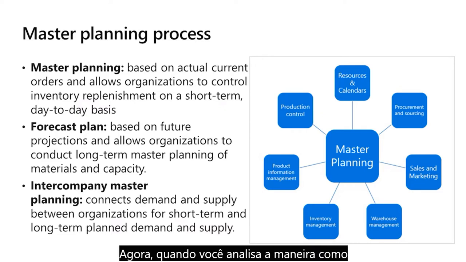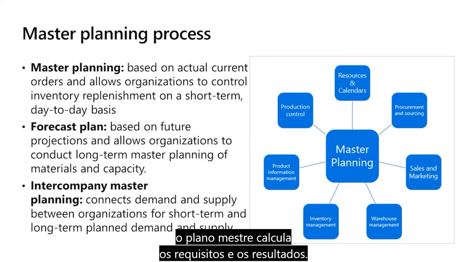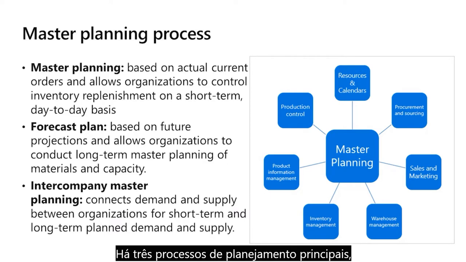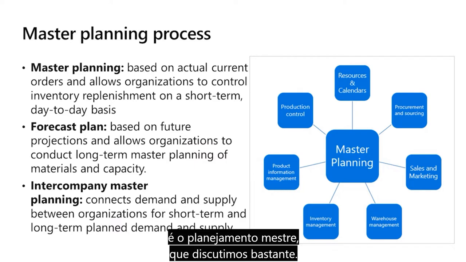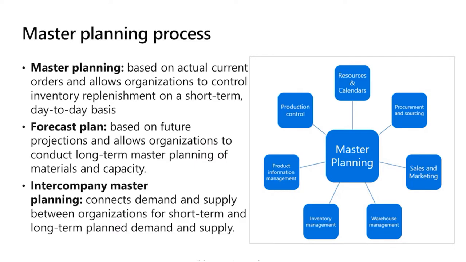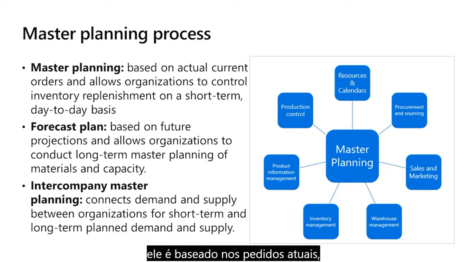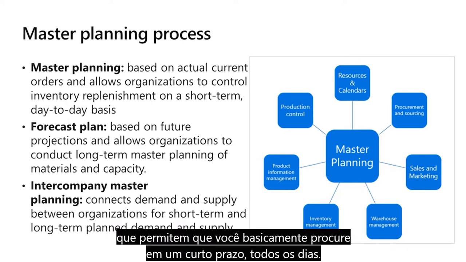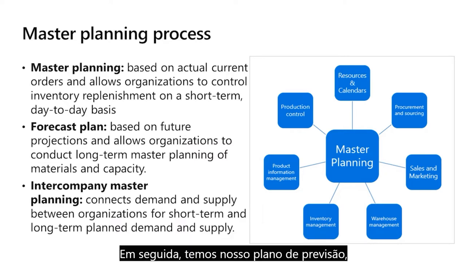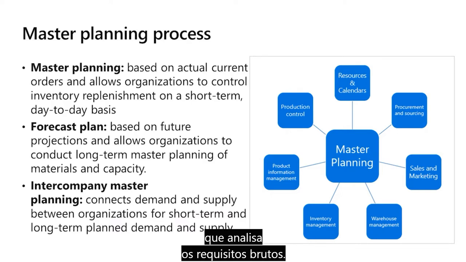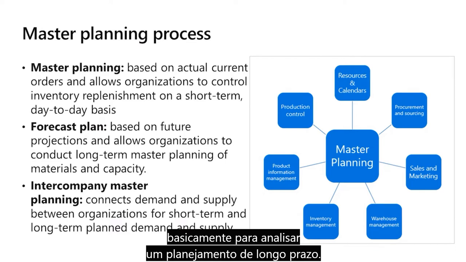Now, when you look at the way that the master plan calculates the requirements and results, there are three main planning processes. The first one is master planning, which we've discussed quite a bit. That is calculating your net requirements, so it's based on your current orders. That allows you to look on a short-term, day-to-day basis. Next, we have our forecast plan, which is looking at the gross requirements. So this is looking out into the future, basically to look at long-term planning.